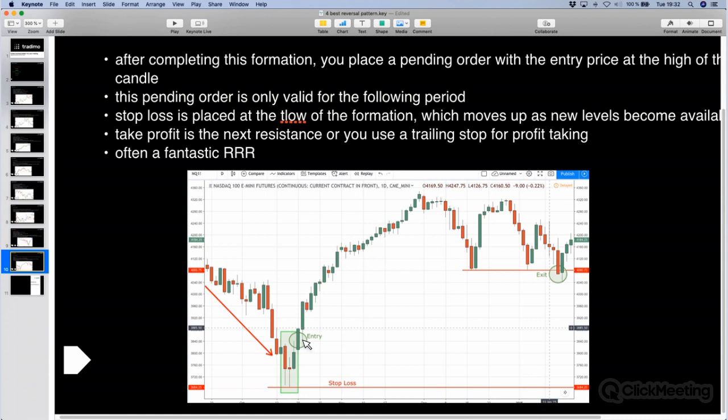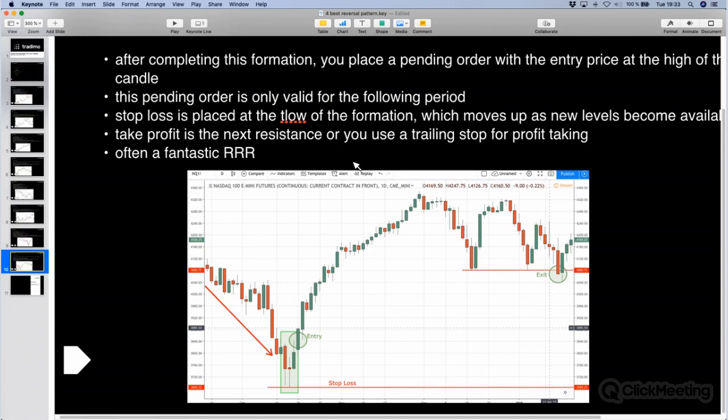If you can see here, the entry was about 38.40, and the exit was about 40.80. It's more than 4,135 points in this case for trading the NASDAQ with the morning star formation with our own rules.